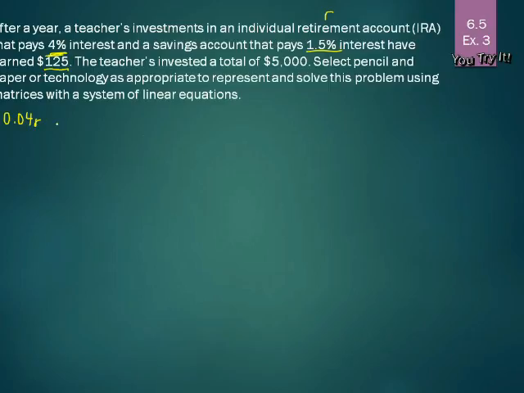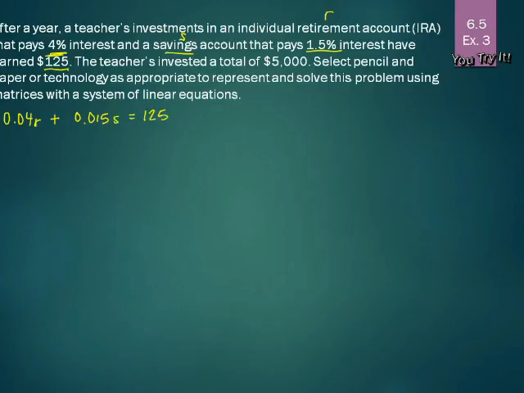So multiplied by R, and then that would be added to the interest in the other account. So 1.5% as a decimal, that'd be 15 thousandths, and then times the amount of money she puts in her savings account. So let's call that S. So those would add to 125.